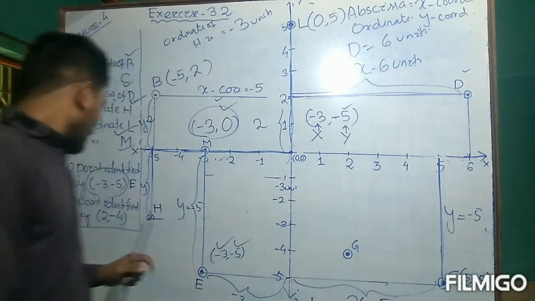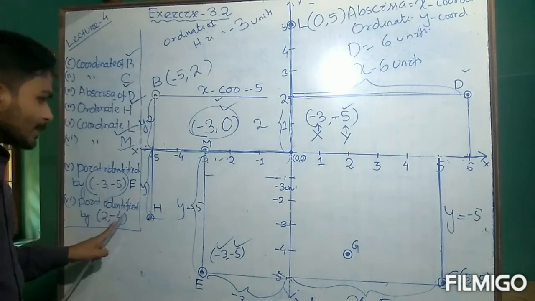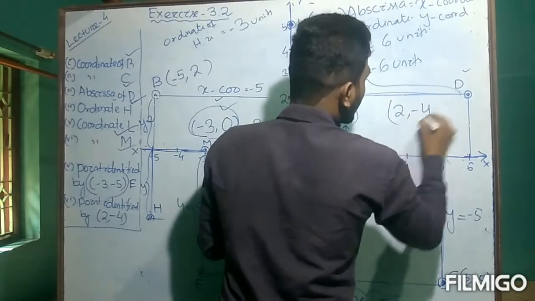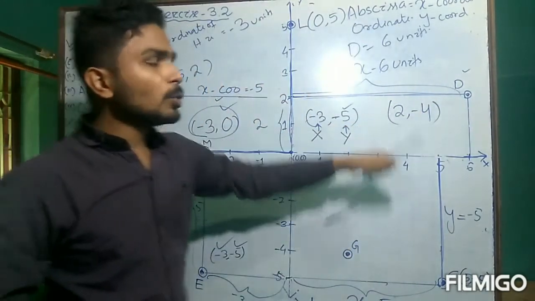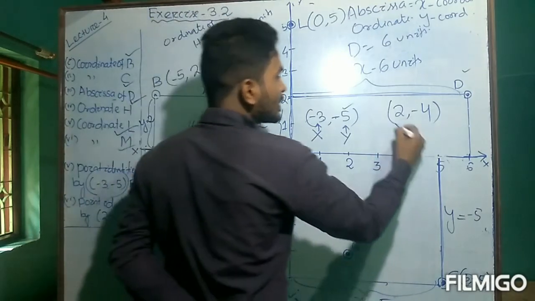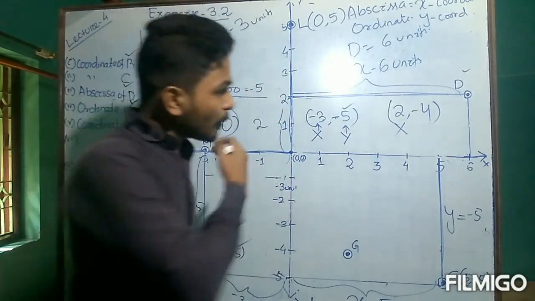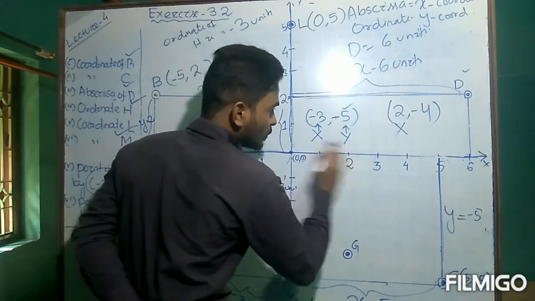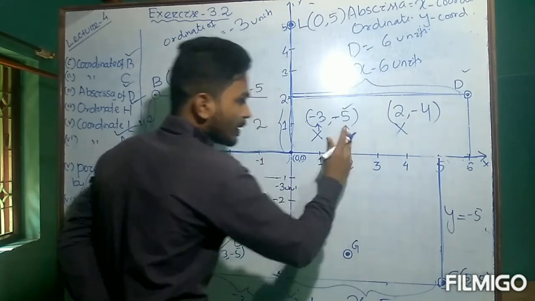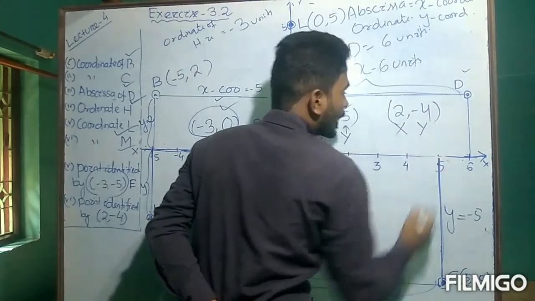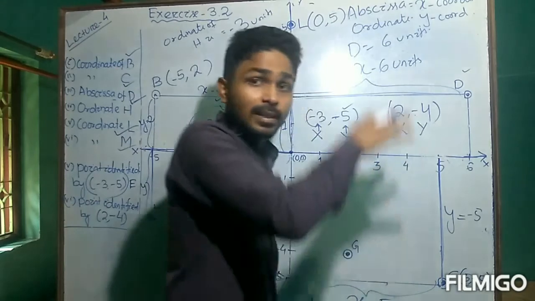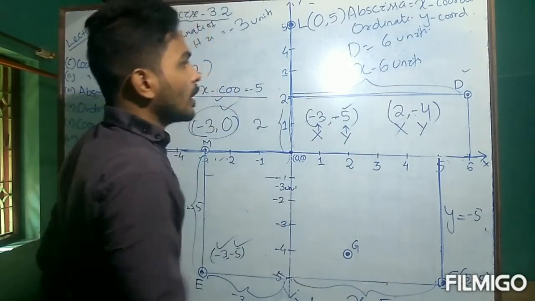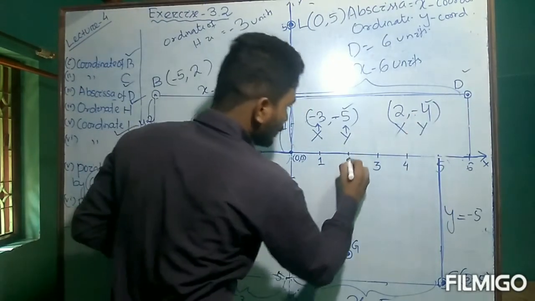Clear? Similarly, you have to find the point which represents (2, -4). For the point (2, -4), the x coordinate is 2, so you have to move towards the positive direction of the x axis. So let's move 1, 2 in the positive direction of the x axis. Stop here. Then this is your y coordinate, and the negative sign means towards the negative direction of the y axis, that means down. Up to how many units? 4 units. So let's move.